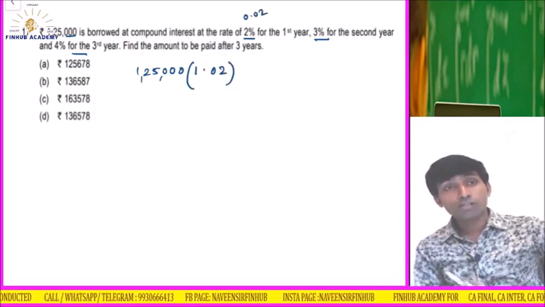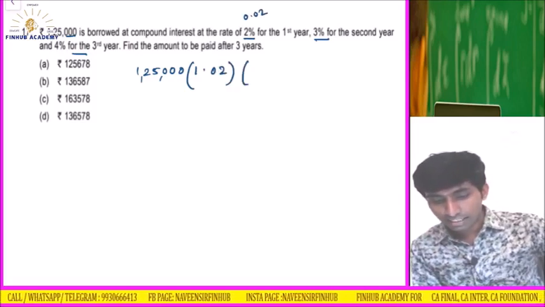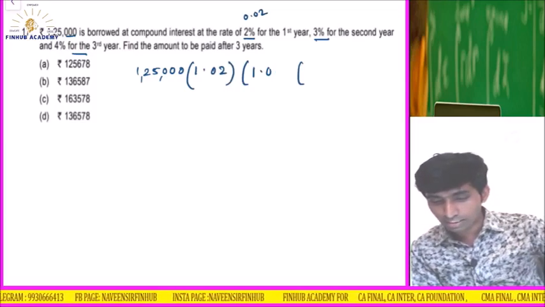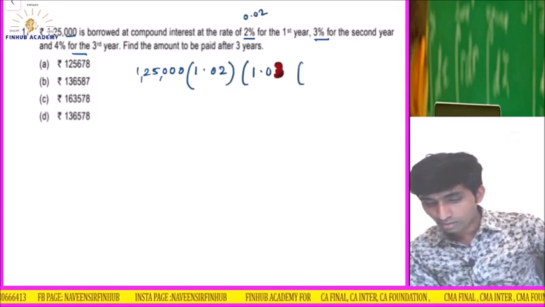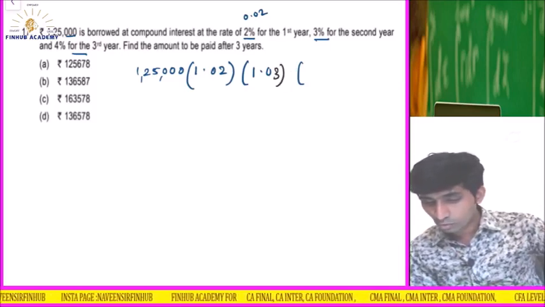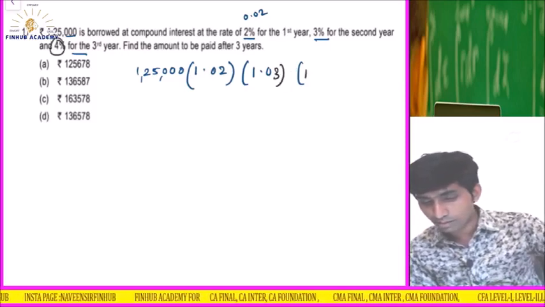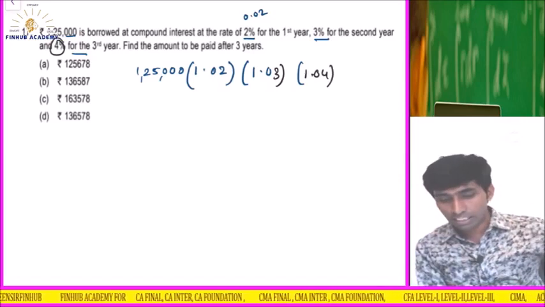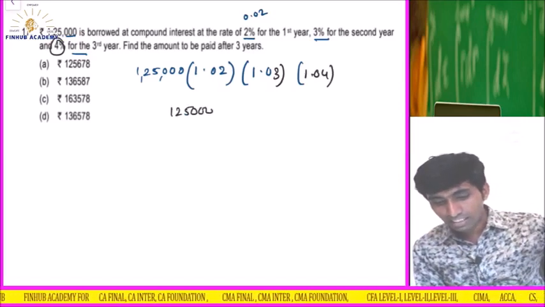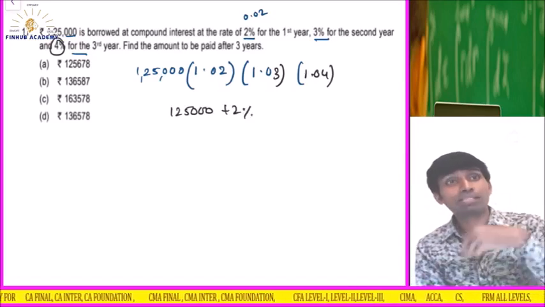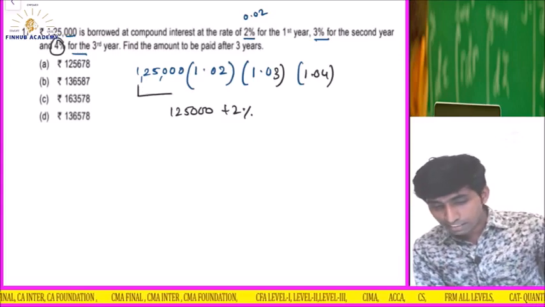Raised to 1 year, into 1.03, because it is 3%, and into 1.04, because this is 4%. How we used to do this on the calculator: we take 1,25,000 and add 2%, and whatever you get, we add 3% to that. Understand this. So this becomes the principal for the next year.